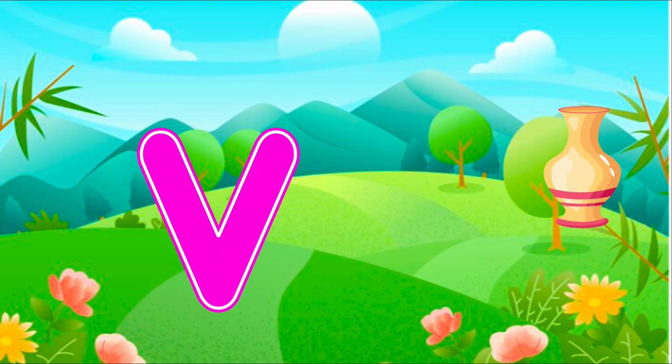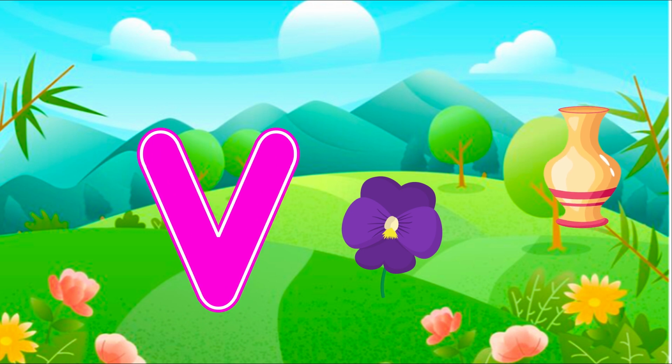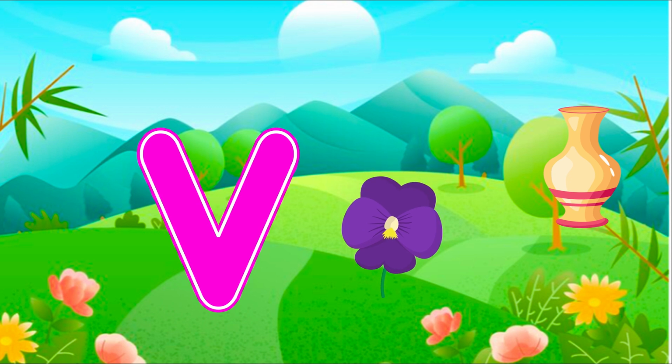V is for vase. V, v, vase. V is for violet. V, v, violet. V is for v, v, v, v, vase. V is for v, v, v, v, violet.